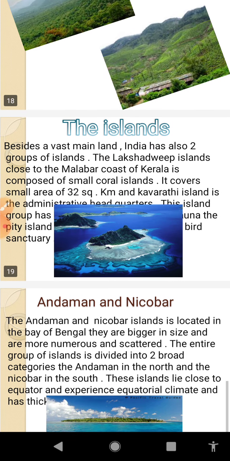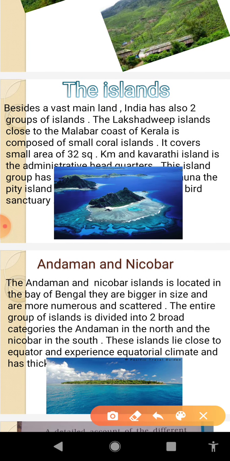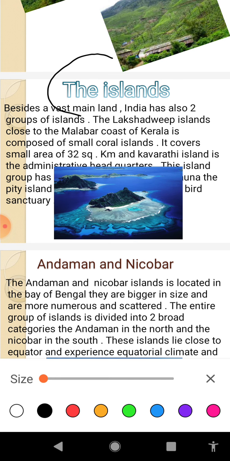After that, we will discuss the islands. With regard to the islands, we have two groups of islands as territory of our country. One group is lying in the Arabian Sea, known as the Lakshadweep Islands, and the second group is lying in the Bay of Bengal, known as the Andaman and Nicobar Islands. First we will discuss the Lakshadweep Islands.